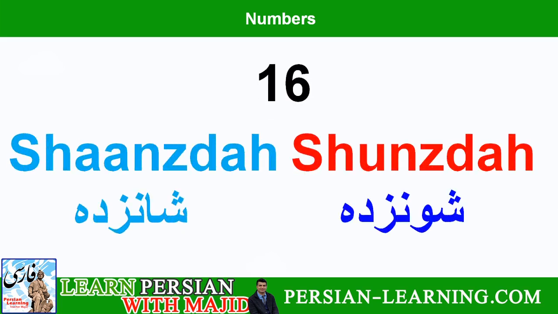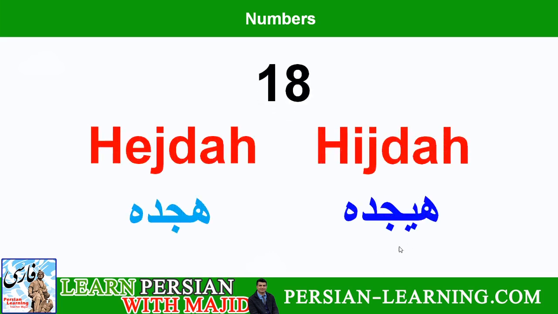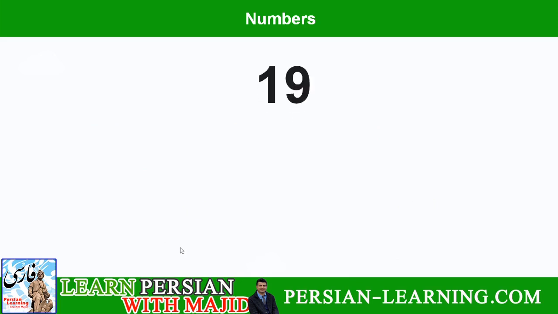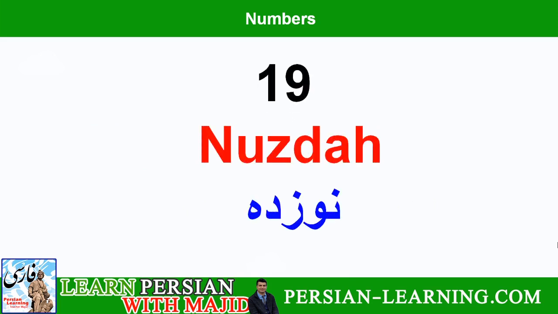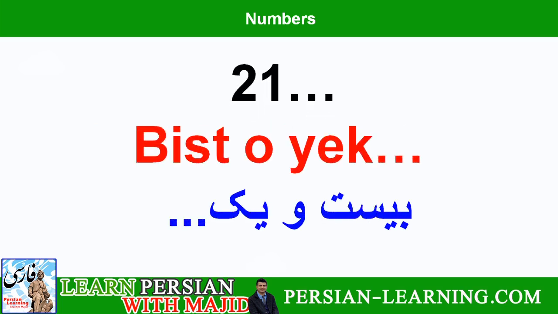شونزده or شانزده, the formal word. هفده، هیجده or هجده، نوزده. بیست، بیست و یک. From now on you have only و here, which means and, which means 20 and 1 or 21. So you can continue with 22, بیست و دو، بیست و سه، بیست و چهار and so on.